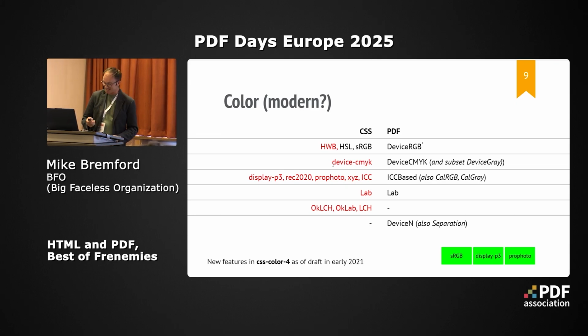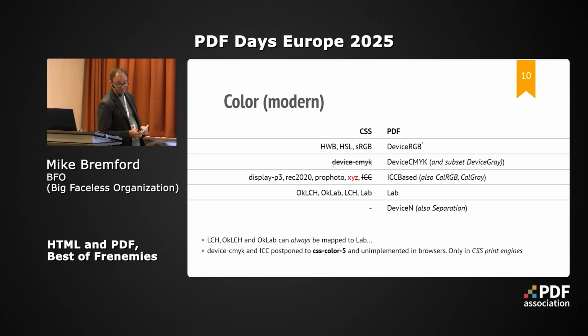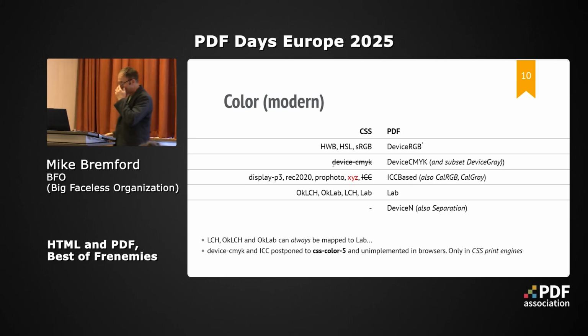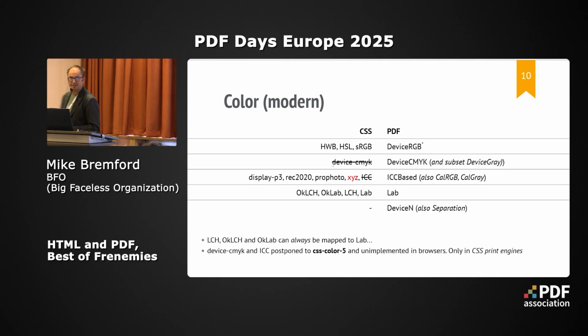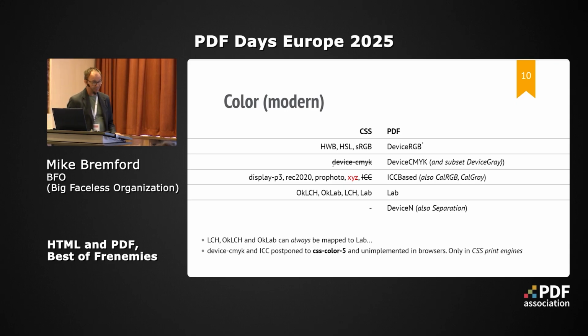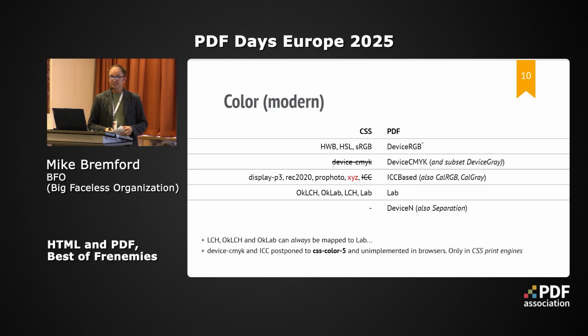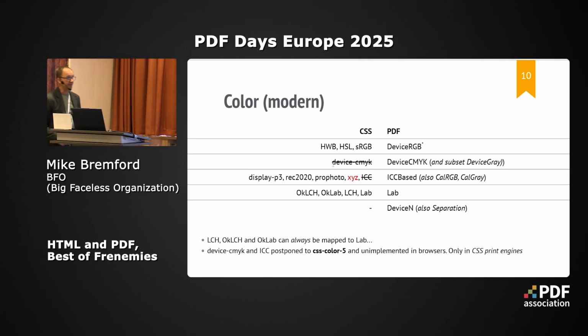And that leads me to my next slide, actually. What is driving this is hardware improvements. Apple and Google and Samsung dominate the handset market. They were very quick to adopt the high gamut RGB spaces, but have shown little interest in regular ICC or device CMYK. So these have been pushed back from CSS Color 4, which is widely implemented, to CSS Color 5, which is still in draft.